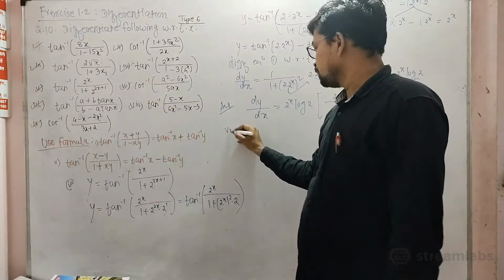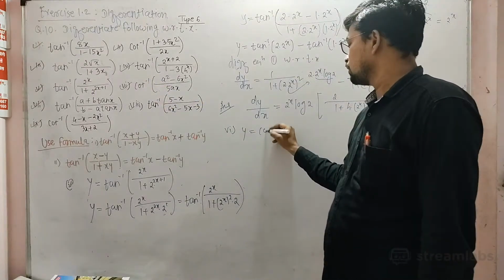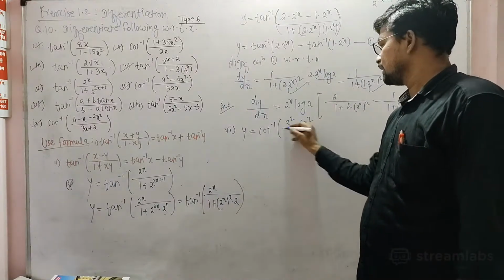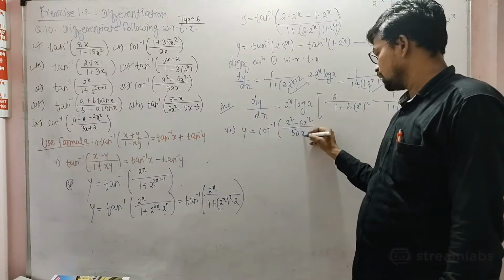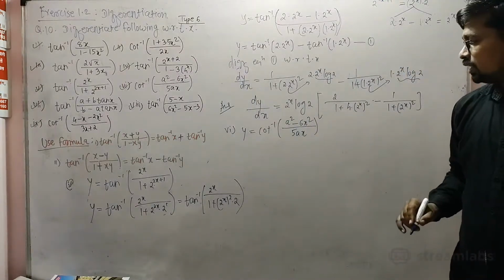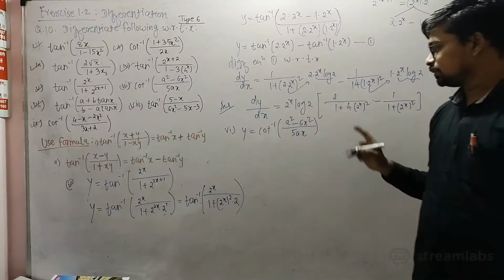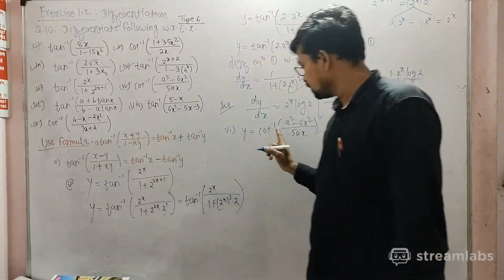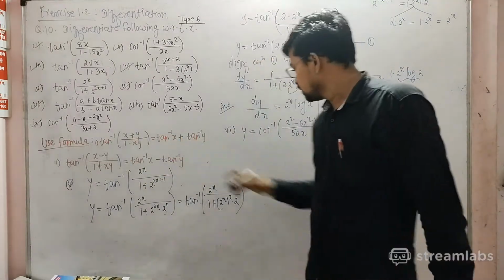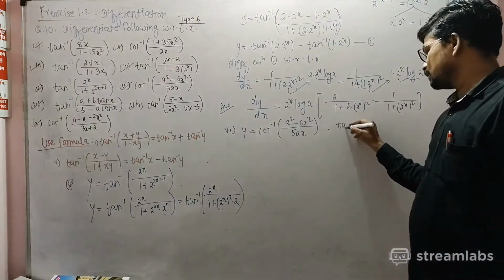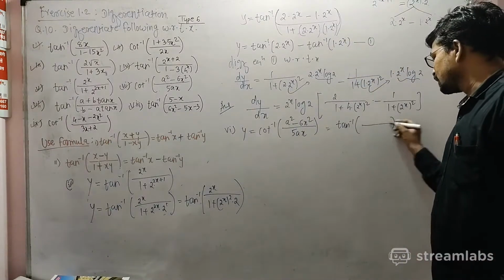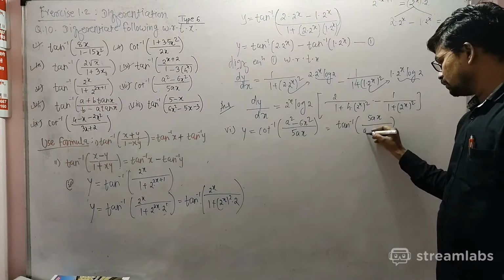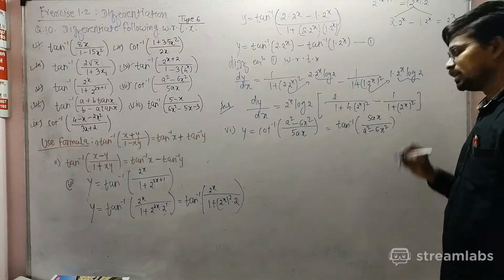In problem number 6, y is equal to cot inverse of (a square minus 6 times x square) upon 5 times ax. What you do here is only one thing. Before that, whenever we are going to solve this type of problem, convert cot inverse into tan inverse. To convert cot inverse into tan inverse, take only the inverse of the bracket quantity. So here 5ax, and in the denominator a square minus 6 times x square.